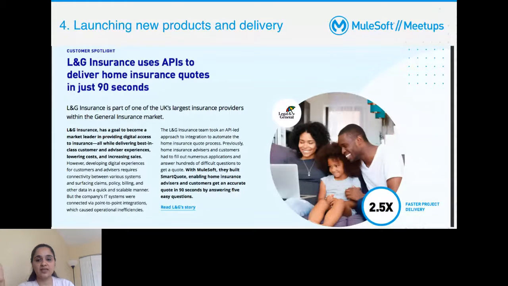They have faster project delivery. They increased that project delivery by 2.5 times by using the MuleSoft, and MuleSoft helped them in achieving their goal.